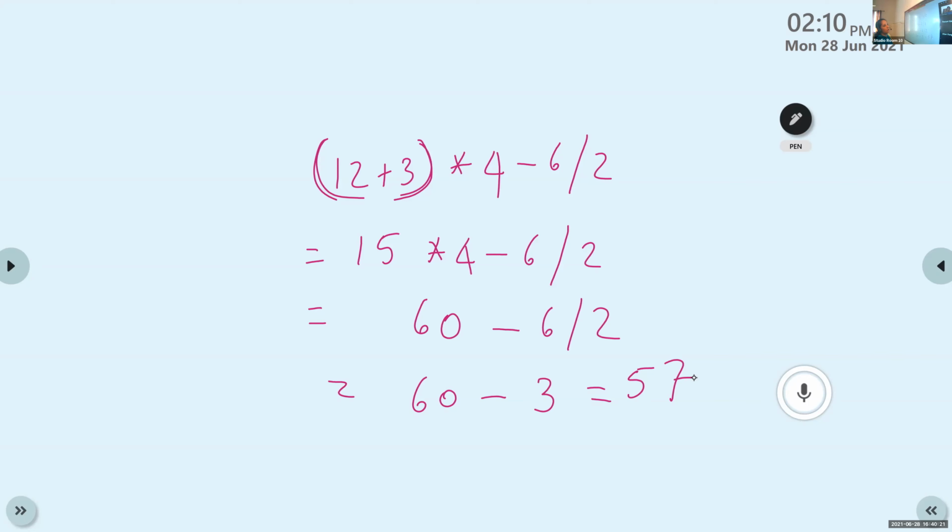Is it clear, Amal? So, the bracket has high precedence, so 12 plus 3 is calculated first. After that, into and by, multiplication and division, have same precedence, so we use the left to right rule. So first 15 into 4 is calculated, after that 6 by 2 is calculated. So 15 into 4 it is 60 minus 6 by 2. So 6 by 2 is 3, then 60 minus 3, the answer is 57. Is it clear, Irene?